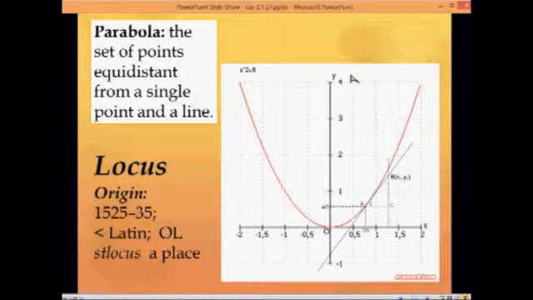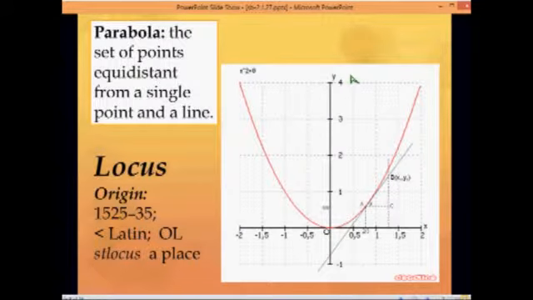Is just you draw a line, and then all the points that will have the same distance from that line and from a given point. What are they? It's not just one point, it's a whole locus of points. A circle is the locus of all points equidistant from one point.